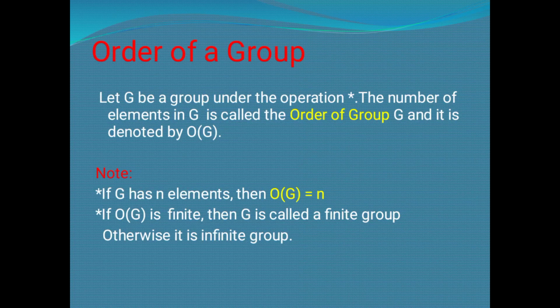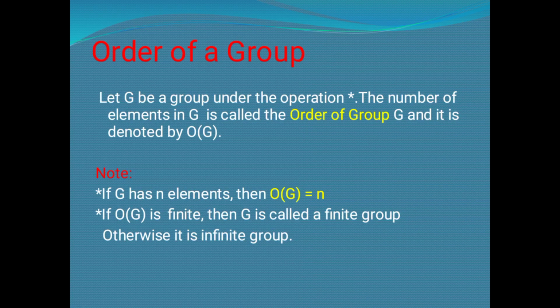And then the order of a group. Let G be a group under the operation star. The number of elements in G is called the order of the group, and it is denoted by order of G. It is simple. If you have a set S equal to minus 1, 0, 1, how many elements are there? 3 elements are there. So the order of the group is 3. That is what is denoted as the order of a group, denoted by O of G.